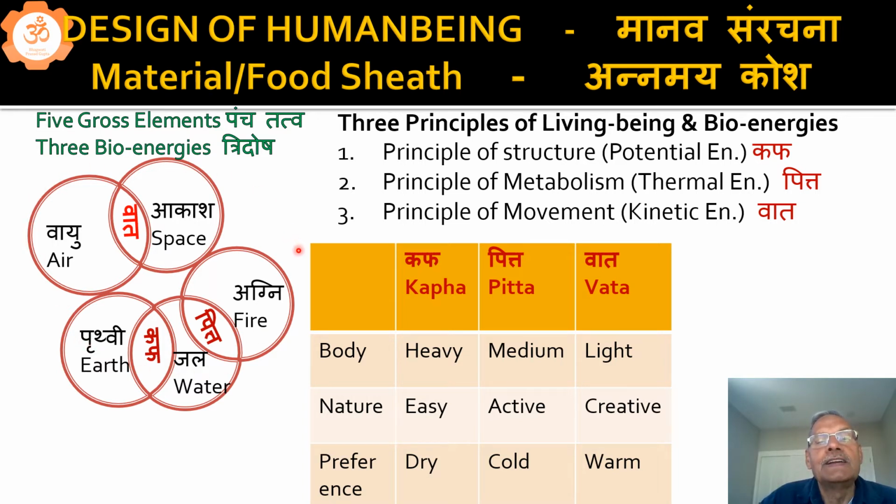All the creation which nature has is made of five gross elements. What are those five gross elements? Earth, water, fire, air, and space. These are the five gross elements. So whatever you see in this world, all those things are made of these five gross elements.